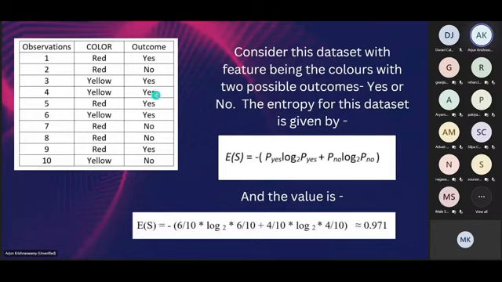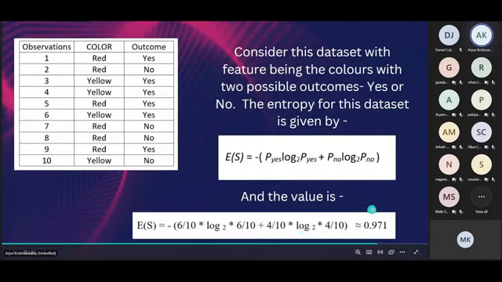If you find the entropy of this data set, it will be minus p_yes log p_yes minus p_no log p_no. So p_yes will be 6 by 10, 6 by 6 plus 4, where 10 is the total number of observations. So 6 by 10 log 6 by 10 plus 4 by 10 log 4 by 10. And the entropy value here comes out to be 0.971.